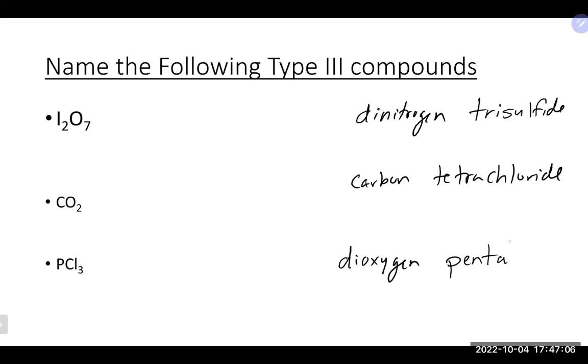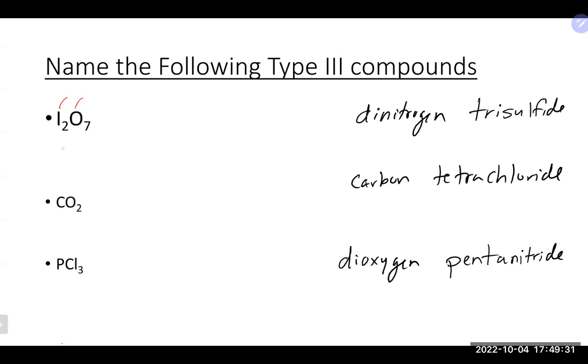Since I'm making up names, let's go with pentanitride. Okay, let's take a look here. So we see iodine, which is a nonmetal. We see oxygen, which is a nonmetal. So that tells us it's type 3. Really just need to count what's there and use the appropriate prefix.